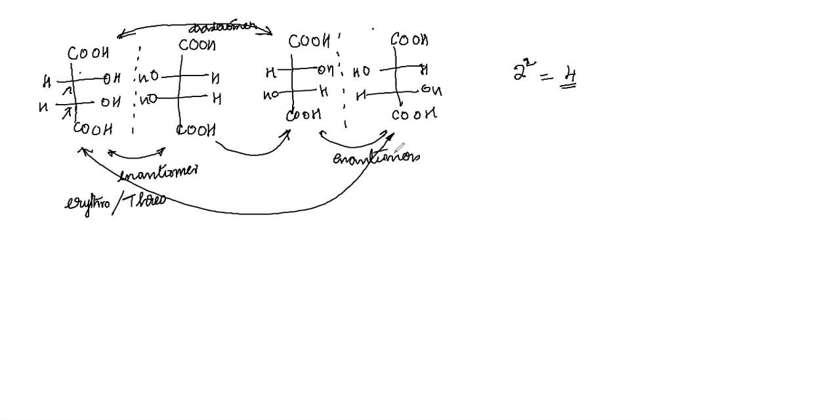So diastereomers are non-superimposable, non-mirror images. Remember that. They are not mirror images. Diastereomers will not be mirror images of each other. Okay. So we have two sets of enantiomers and two sets of diastereomers. But let us look at these two molecules. We'll go deeper into these molecules.